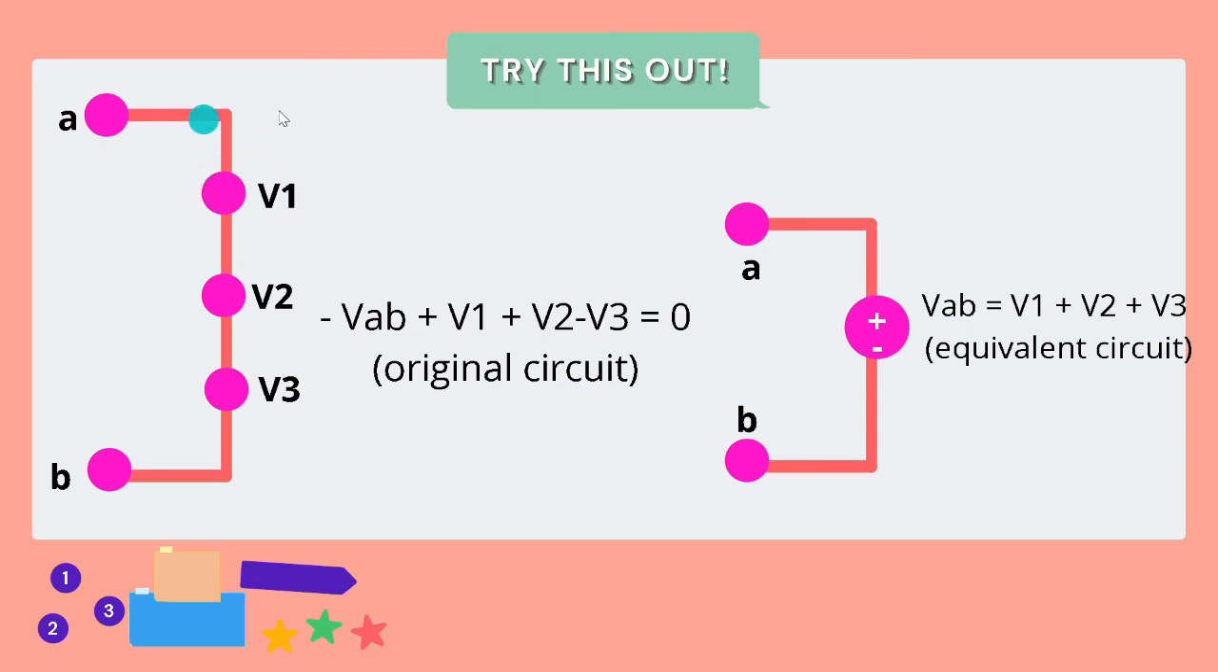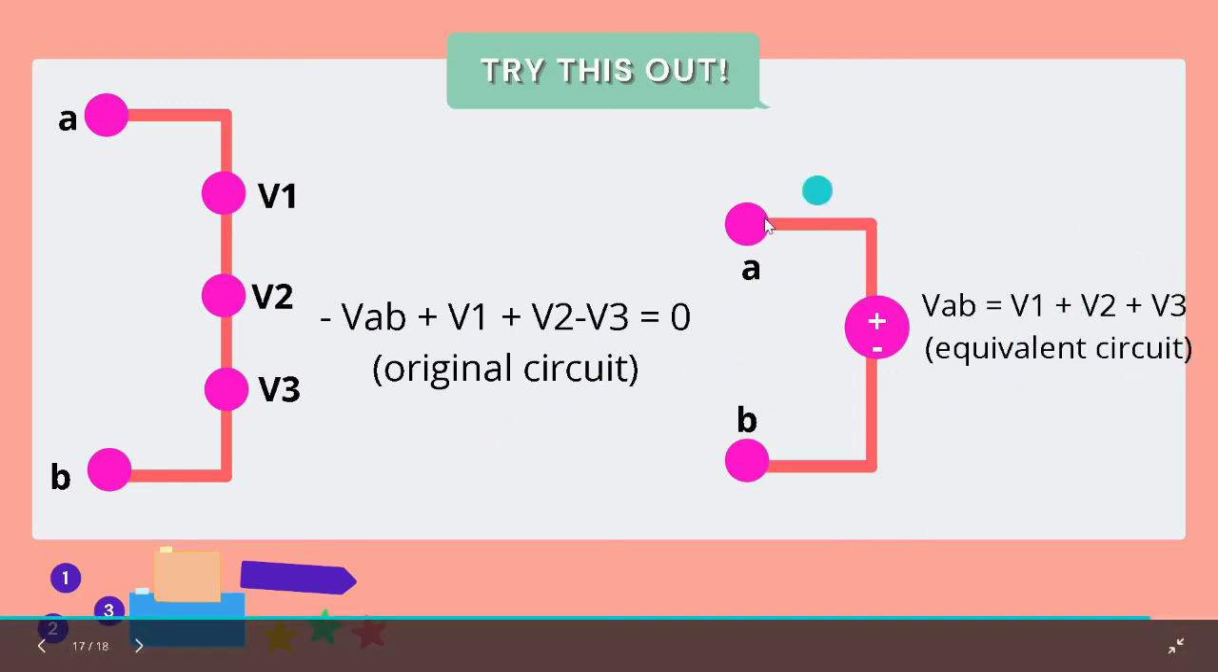So we can just reduce this into this smaller one, and put the polarity in this case, positive, negative. As for this polarity, we have VAB is equal to V1 plus V2 plus V3 in the equivalent circuit. So you now have the equivalent circuit and the original circuit. This is much easier to determine and easier to understand.